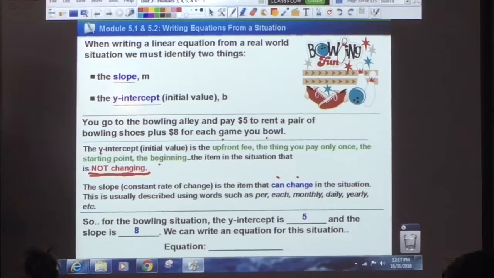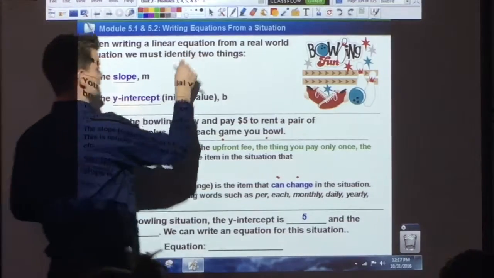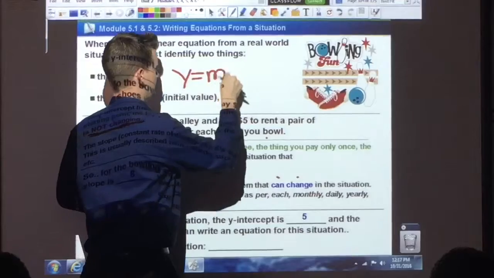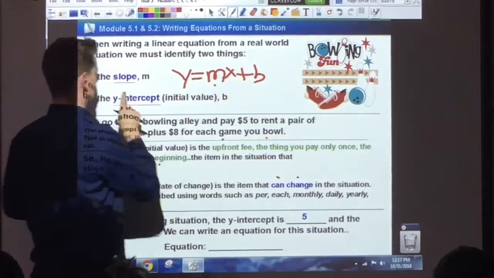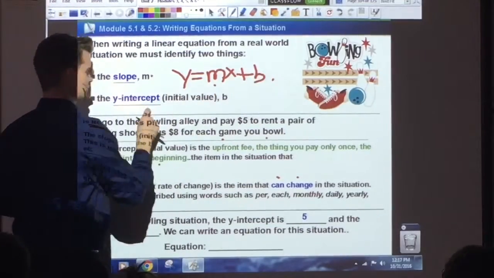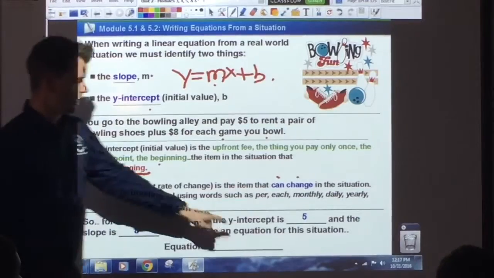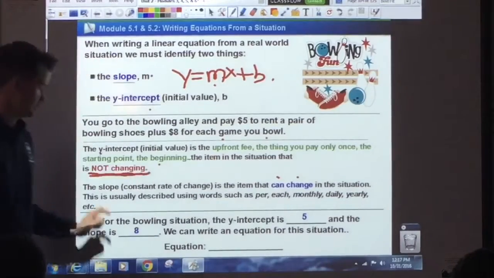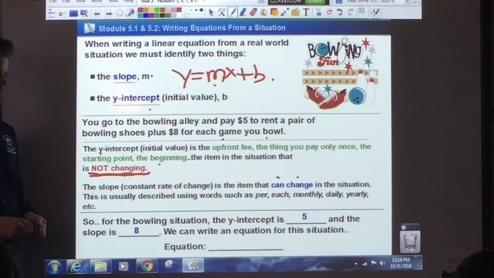Okay, let me ask you a question. We're writing a linear equation in this form. Y equals mx plus b. M represents the slope. B represents the y-intercept. Looking at this, we said the y-intercept was 5. The slope was 8. So what should my equation be?